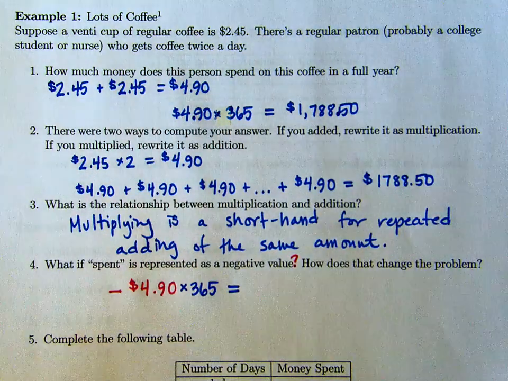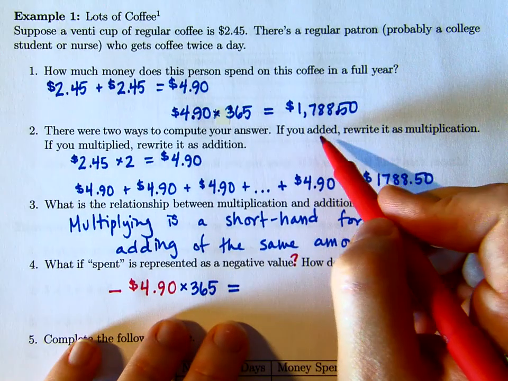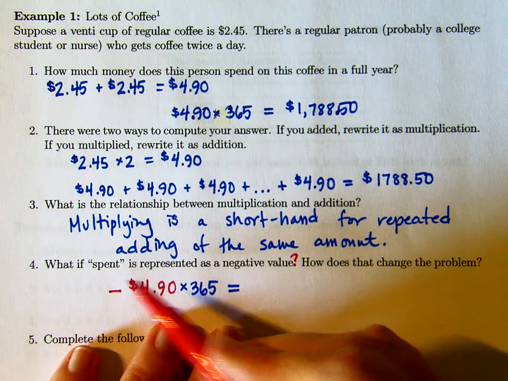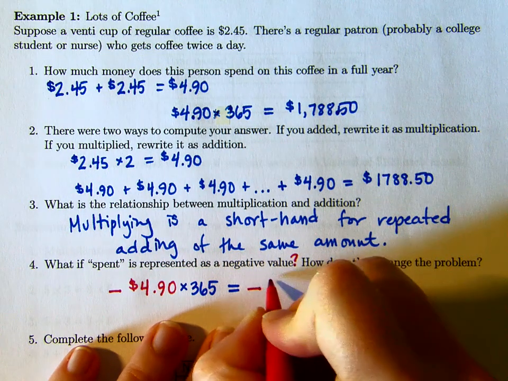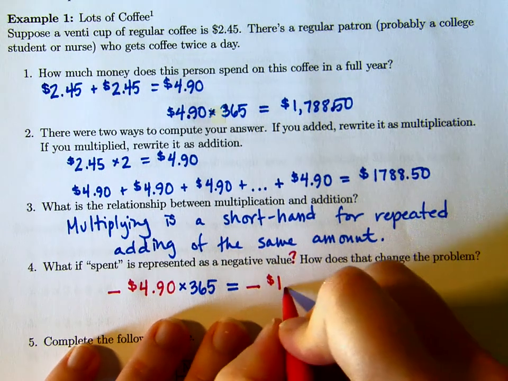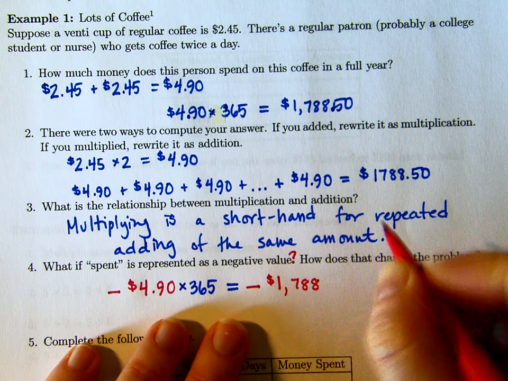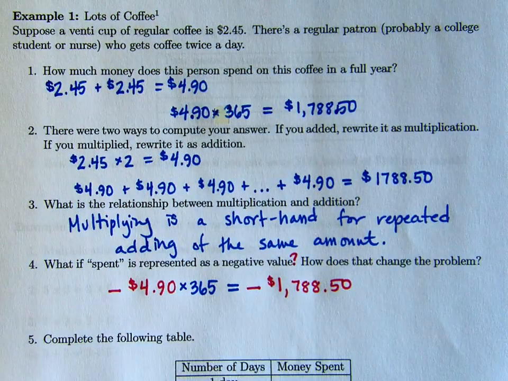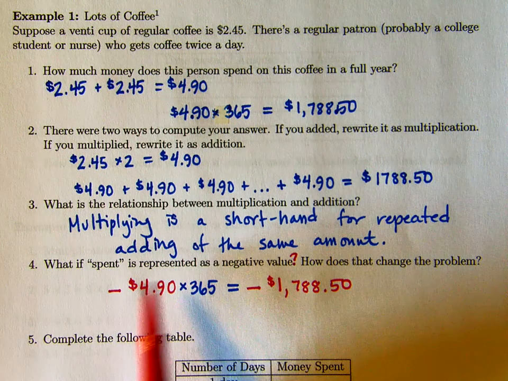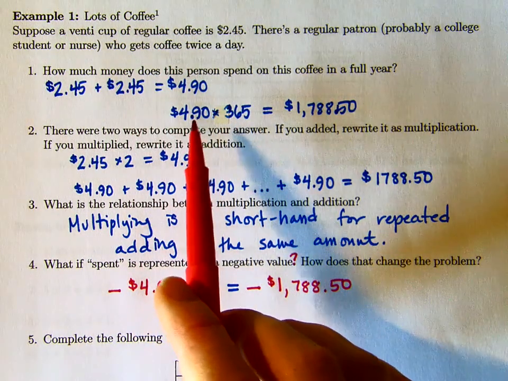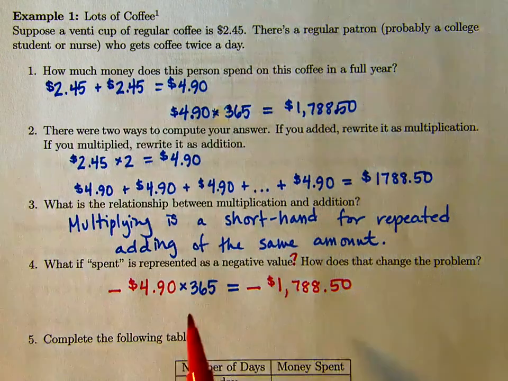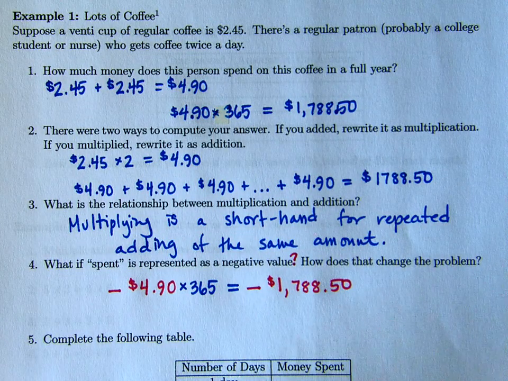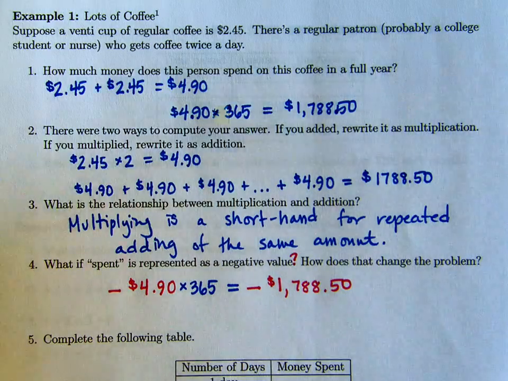Okay. But as a total then, this $1,788.50 is still spent. So we are spending, or we are down, $1,788.50 because we're buying coffee. So I just wanted to mention that we could have represented this $4.90 as a negative because it's money going out of our pocket, and so then we'll be down almost $2,000.